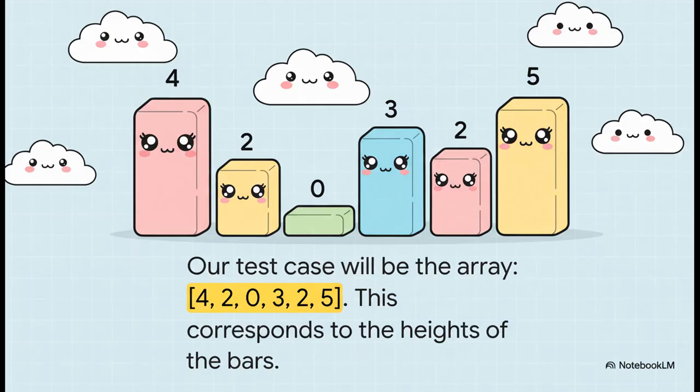And here it is. This is the exact array we're going to be working with. Each of these numbers, 4, 2, 0, and so on, maps directly to the heights of the bars we just looked at. So keep this example front and center in your mind, because we're going to use it to test out a few different ways to solve this thing.